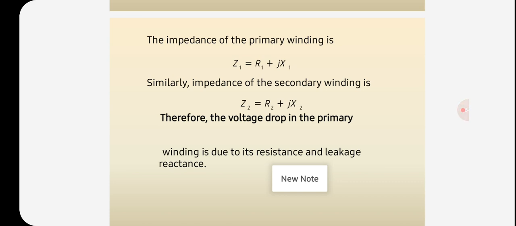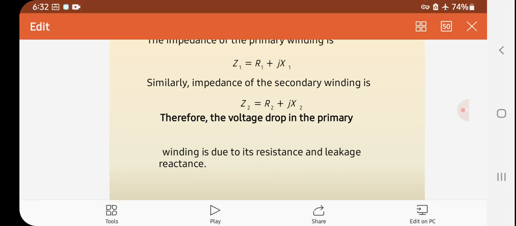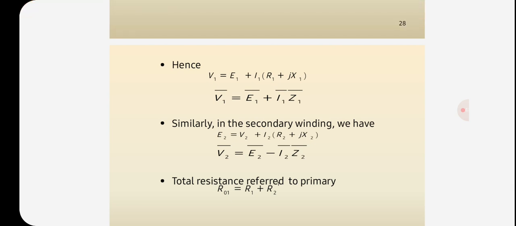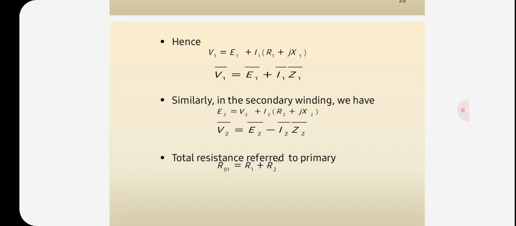Therefore, the voltage drop in the primary winding is due to its resistance and leakage reactances. Hence V1 is equal to E1 plus I1 into (R1 plus jX1), that is, V1 is equal to E1 plus I1 Z1. Similarly, in the secondary winding we have E2 equal to V2 plus I2 into (R2 plus jX2). These are vector sums. Vector V2 is equal to vector E2 minus I2 Z2.